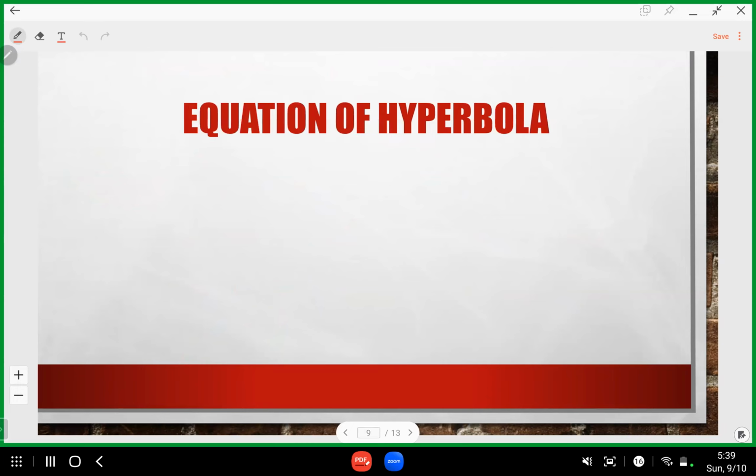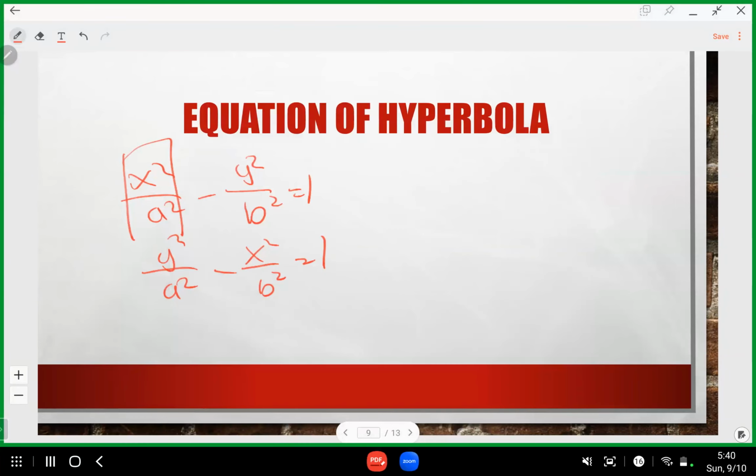So what does the equation of a hyperbola even look like? It's going to look like x squared over a squared minus y squared over b squared is equal to 1, or y squared over a squared minus x squared over b squared is equal to 1. So the positive fraction is going to have the major axis, or the transverse axis, right? So a is always under this positive fraction.